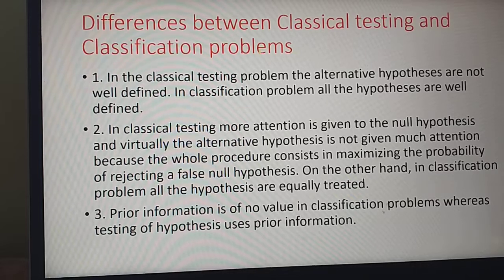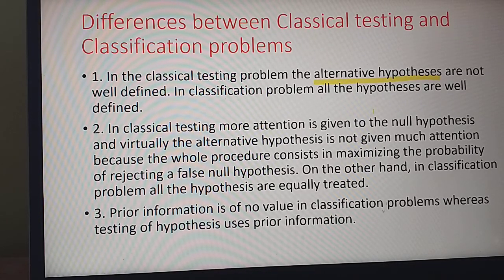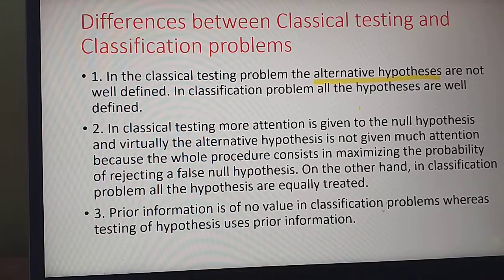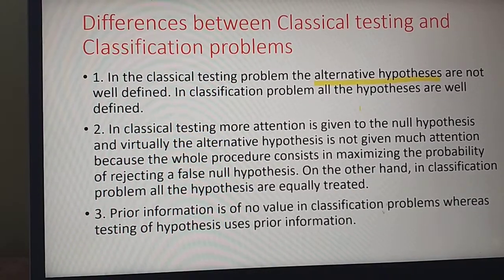We have some differences between the classical testing problem and a classification problem. In the classical testing problem, the alternative hypotheses are not well defined. In the classification problem, all the hypotheses are well defined. So alternative hypotheses are not well defined in the case of our classical testing problem, as for example, theta is equal to theta naught against theta not equal to theta naught. So theta not equal to theta naught is a very crude statement.